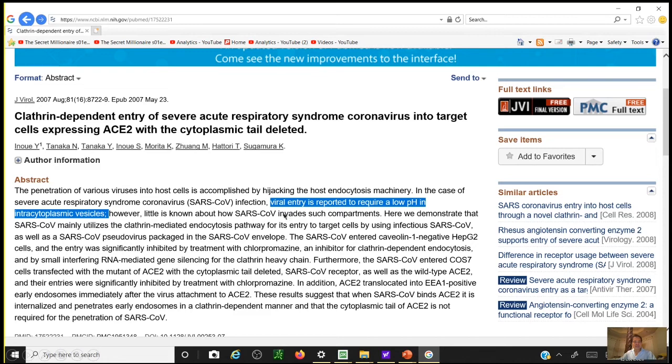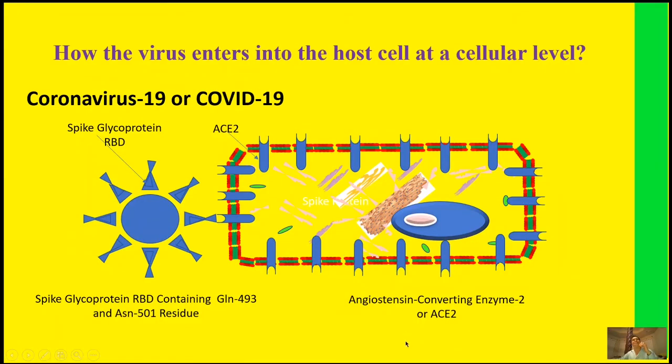Here I've gathered data from PubMed.gov that endocytosis during viral entry is reported to require a low pH in an intracytoplasmic vacuole. So eating alkaline food protects you from the virus by delaying or retarding the rate of endocytosis.